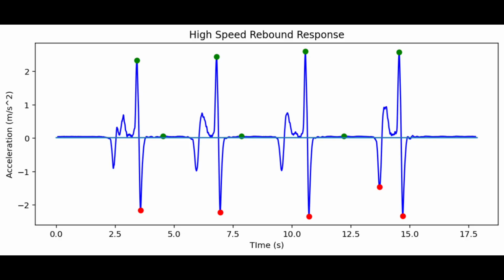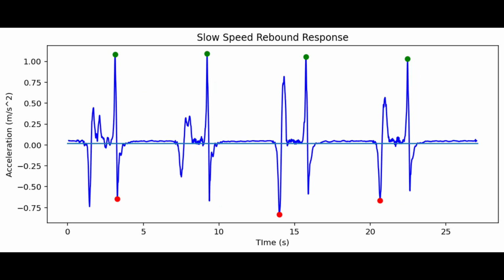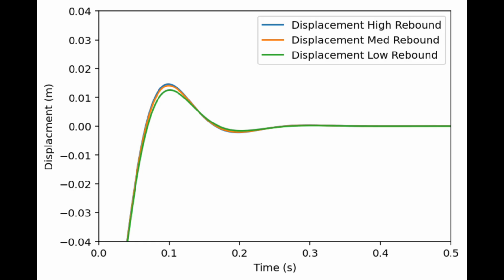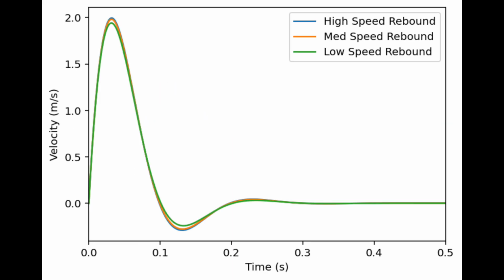Here's the data. You can see that the peaks are labeled on the graph. I used the code to find that. And then here's the code I used to find the equations of motion. Here's the displacement graphed, as well as the velocity.